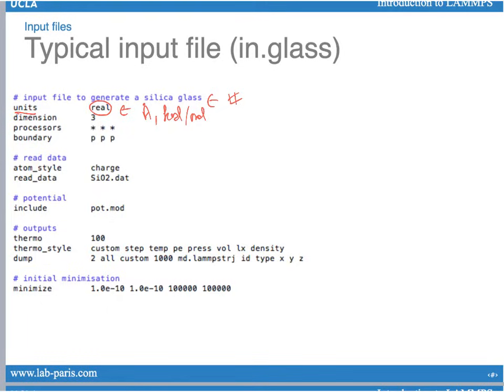Then you need to provide the dimension of your system. Typically we work with a 3-dimensional system, so this is likely to always be 3, but that being said, if you were to simulate a 2-dimensional system, then here you would put 2.